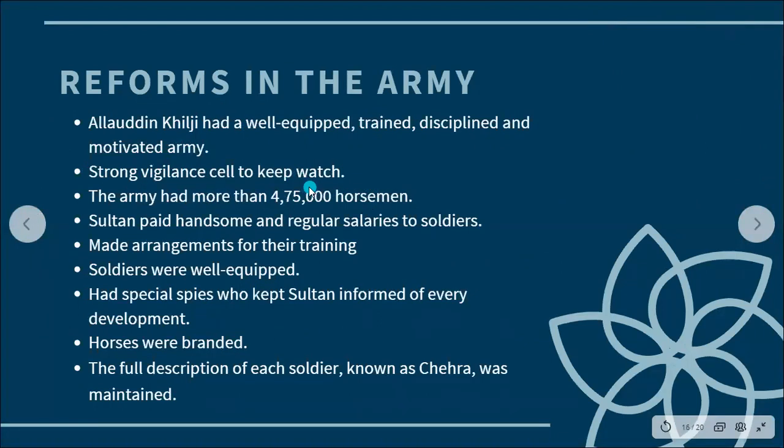He even had spies. The army had more than 4,75,000 horsemen. He paid good wages and salaries to soldiers because he realized that only if the soldiers are happy can he continue with his expansionist policies. So he paid handsome and regular salaries to all the soldiers. He made arrangements for their training. Soldiers were always well equipped with all the artillery and everything.